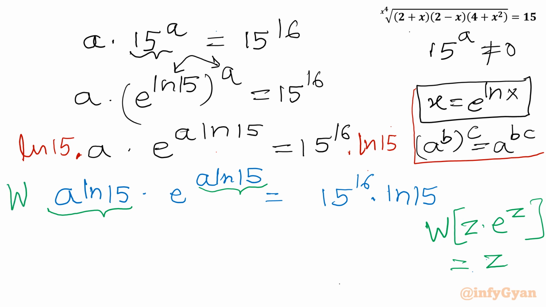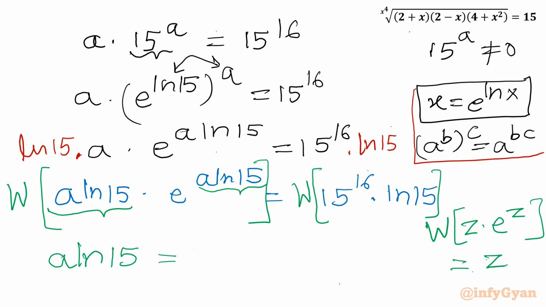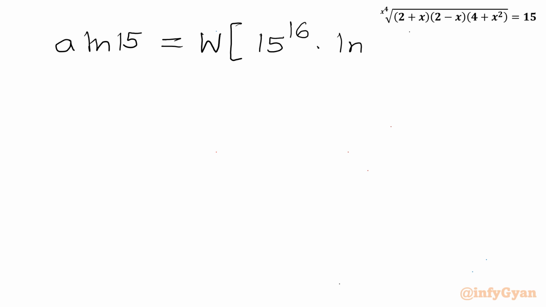Once I consider the Lambert W function on both sides, the left hand side I can write a ln 15. Right hand side would be the Lambert W function of 15 to the power 16 times ln 15. Let us rewrite here: a ln 15 equal to the Lambert W function of 15 to the power 16 times ln 15.